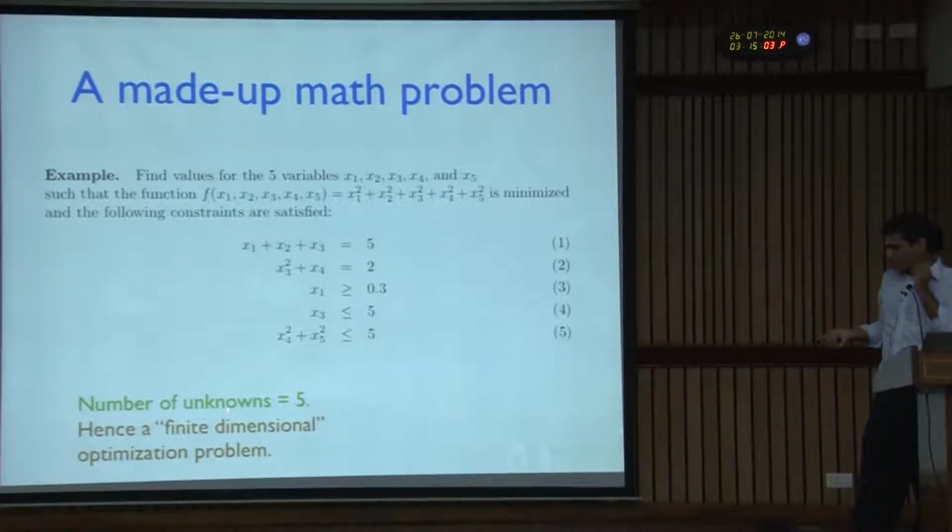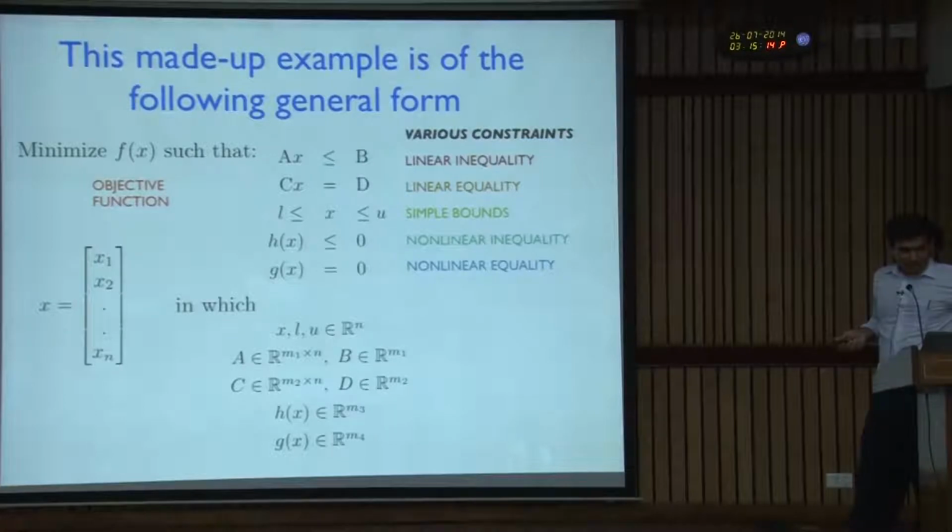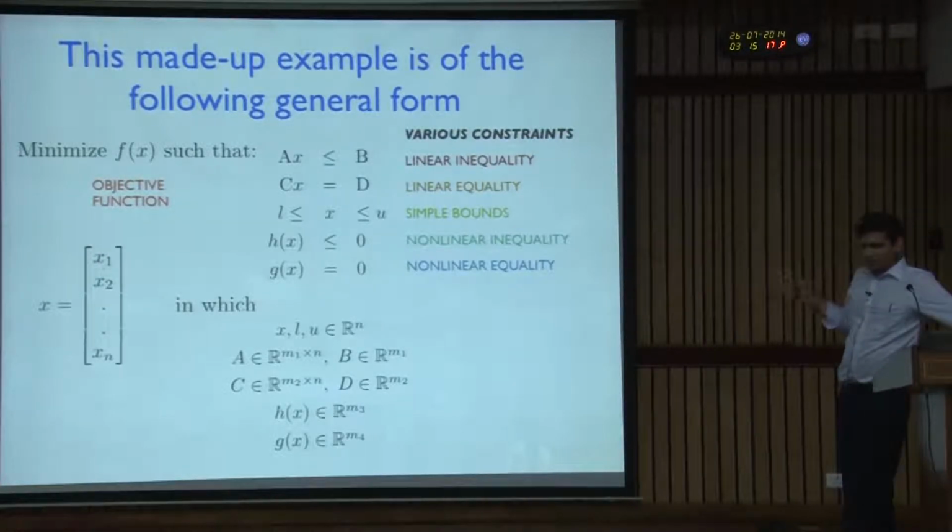Right. So we have 5 unknowns. You would call this a finite dimensional optimization problem: 5 unknowns, 5 constraints, 2 equality, 3 inequality, and some nonlinear function. That made-up problem is an example of a more general optimization problem, which is remarkably general. A problem of the form minimize f of x, where f is some nonlinear function, and x is some n vector, some bunch of n variables. You want to minimize this function such that x satisfies a whole bunch of constraints.